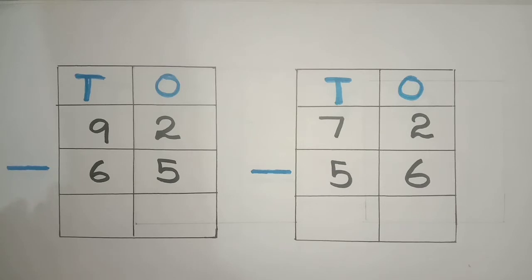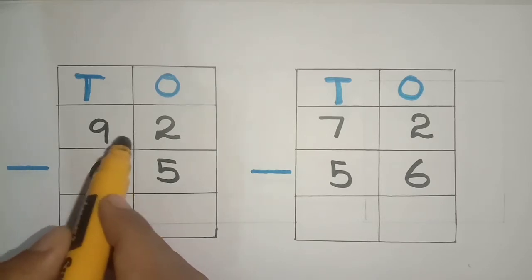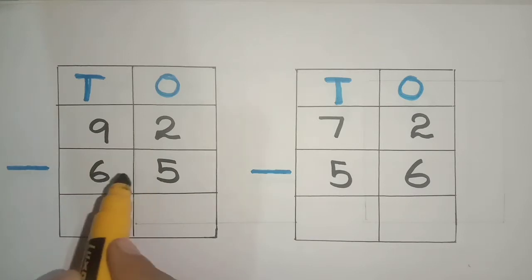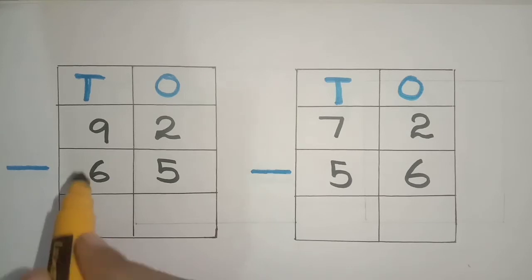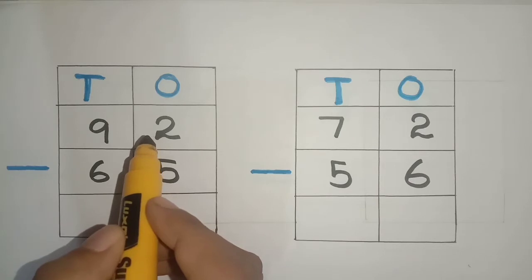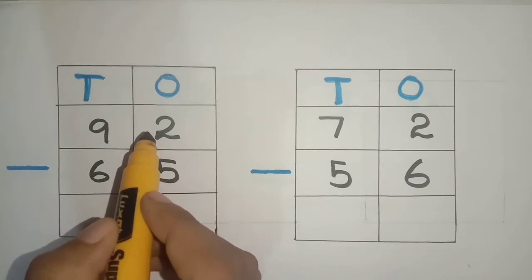So here you can see 2-digit numbers only, that is, ones and tens. So the first one, shall we go? Are you ready? Just listen carefully. 92 minus 65. Usually, in subtraction, we subtract the smaller number from the greater number. That we already know. But here, first we do the place of ones.